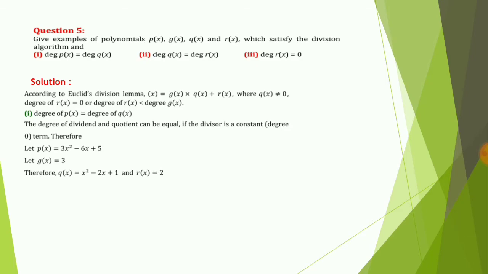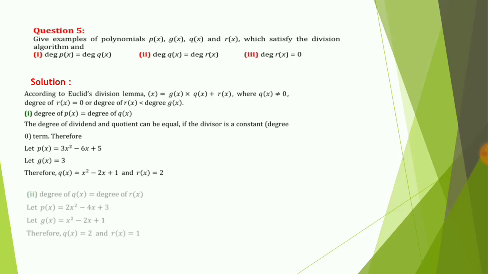That means the degree of the dividend and the quotient can be equal. In fact, here they have to be equal. This is the case only and only if the divisor is a constant term. That means its degree is 0. So we can take p(x) to be 3x³ - 6x + 5 and g(x) as the divisor as 3. So when you divide, the quotient will come out to be what? x² - 2x + 1, and the remainder will come out to be 2.